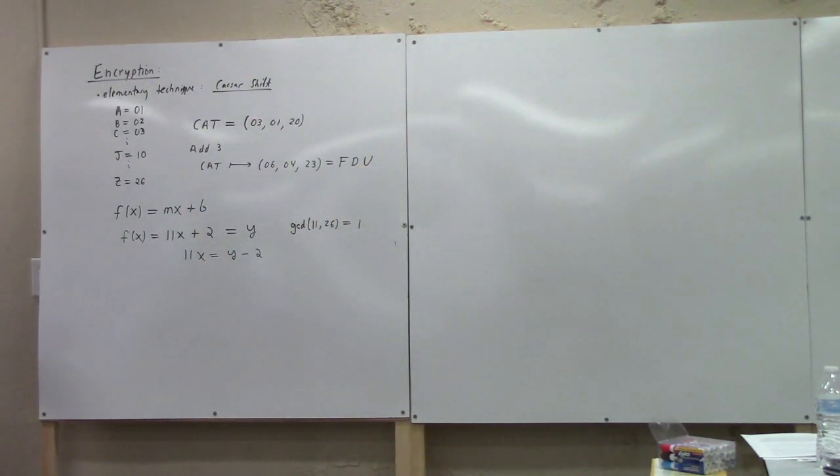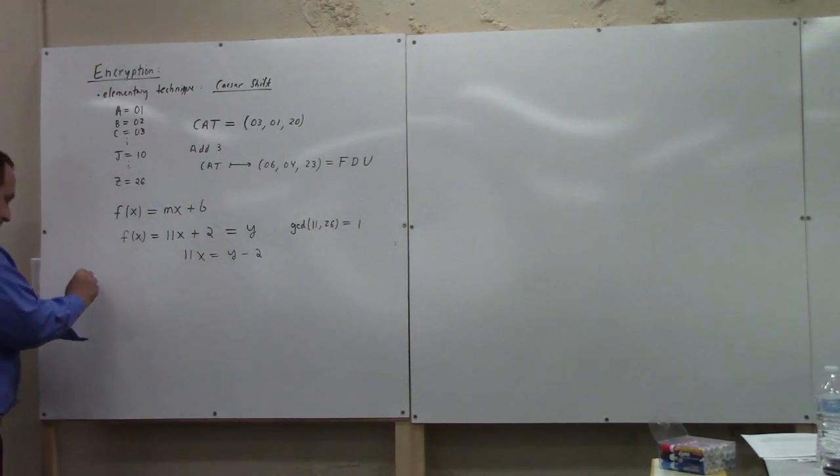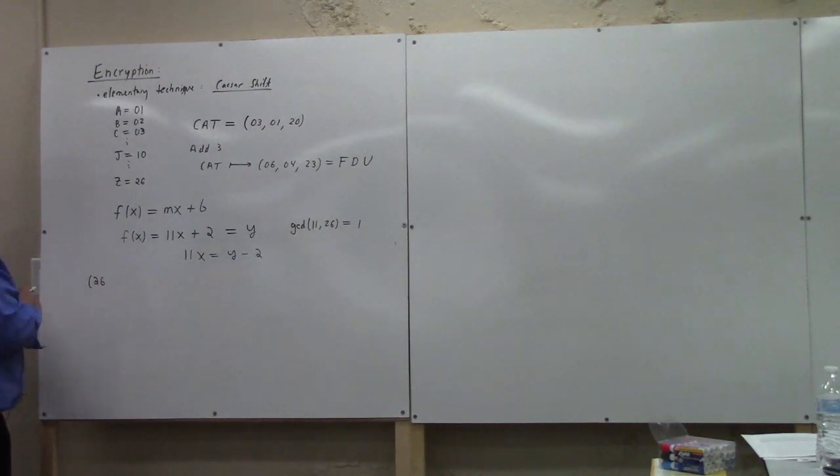Multiply 11 by 22. Oh, man, that'd be a lot. How would we figure out the inverse of 11 mod 26? Let's go through it. How I've done it is how many times you multiply 11 to get your 1 back. Because if you do 11 times 2, that's 22.